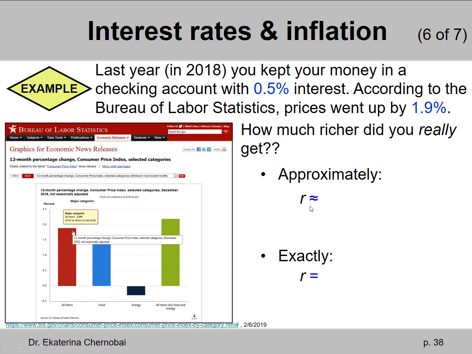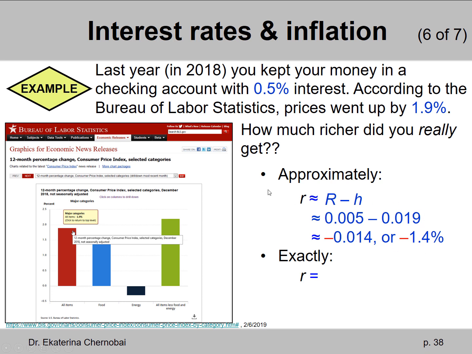To find the approximate real rate of return, you need to take the nominal rate and subtract the inflation rate. That's 0.005 minus 0.019, which gives a negative 0.014. That's the same thing as a negative 1.4%. So you lost 1.4% of your money.